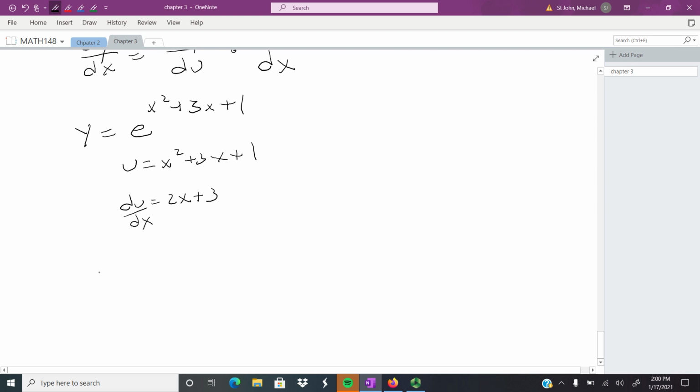So my derivative then, y prime, is going to be e to the u, which is going to be x squared plus 3x plus 1, times the derivative, which is going to be the 2x plus 3. And we end up with that.